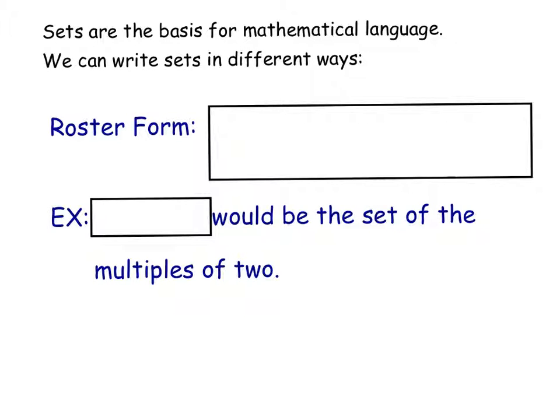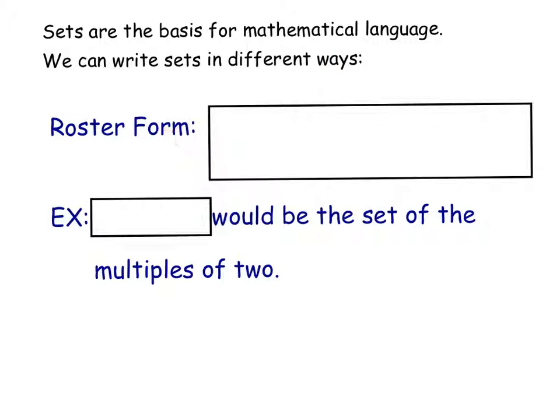Okay, so we have talked about sets before this year. So the sets of numbers like counting numbers, whole numbers, integers, rational numbers, irrational numbers, and even imaginary numbers. So sets are the basis for mathematical language. It's what we group things as. But we can also write sets in different ways.